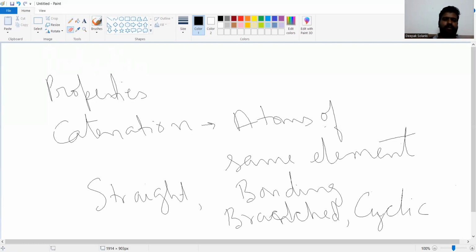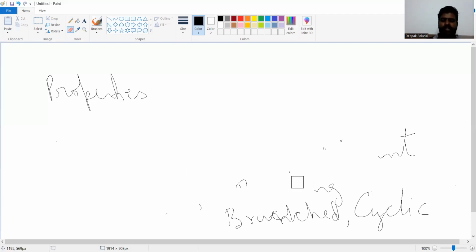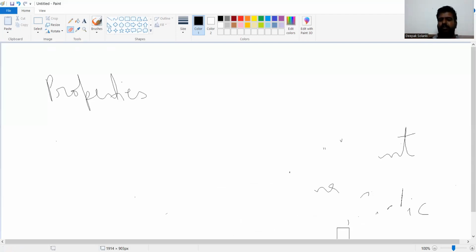Let me give you an example of this. If we make a straight chain of carbon, how would it be? If it makes a branched chain, how would it be, and a cyclic structure, how would it be? So it bonds with atoms of the same element. That property is known as catenation.